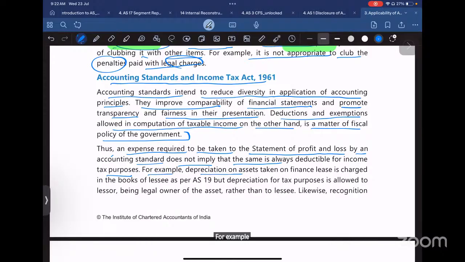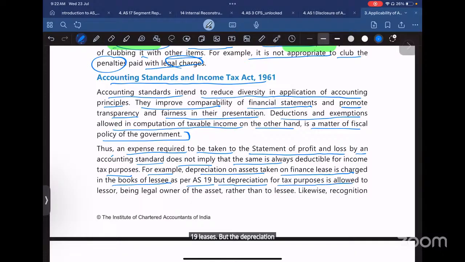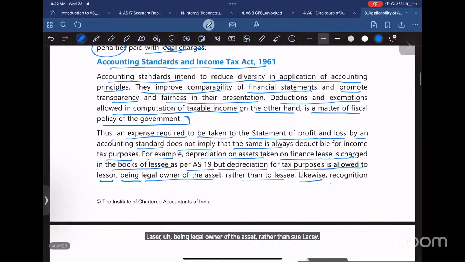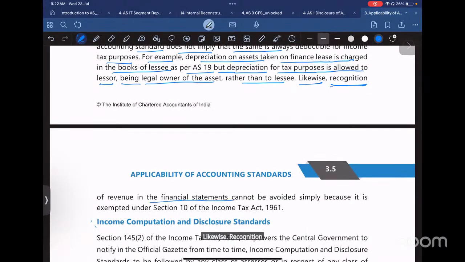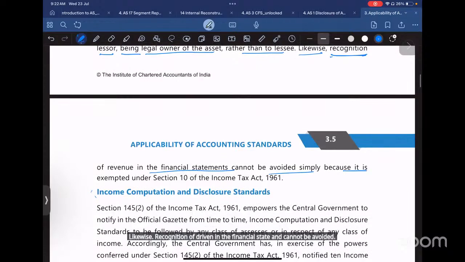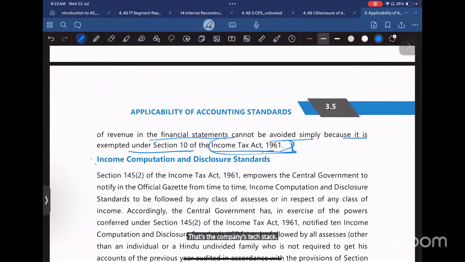For example, depreciation on assets taken on finance lease is charged in the books of the lessee as per AS 19 Leases, but the depreciation for tax purposes is allowed to the lessor, being the legal owner of the assets, rather than to the lessee. Likewise, recognition of revenue in the financial statements cannot be avoided simply because it is exempted under Section 10 of the Income Tax Act 1961.